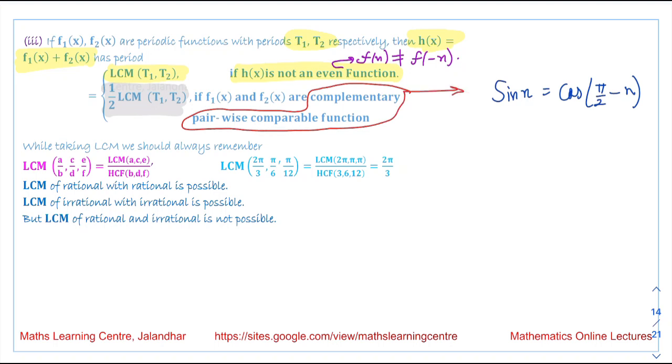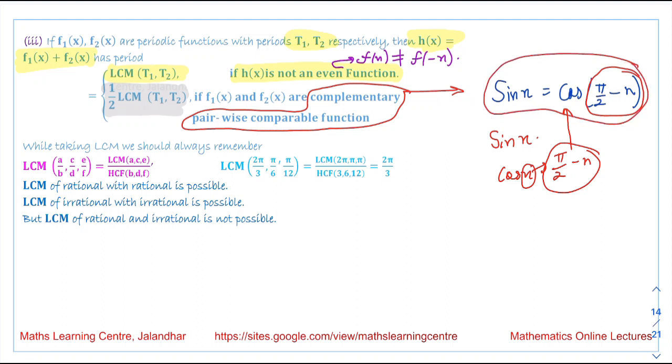Complementary pair means we have a function sin x, and we write another function, cos x. If we replace x with the value pi by 2 minus x, then sin x is equal to cos of (pi by 2 minus x). Such functions are called complementary functions, and these are also comparable, meaning we can compare these two functions. So these kinds of functions are there.